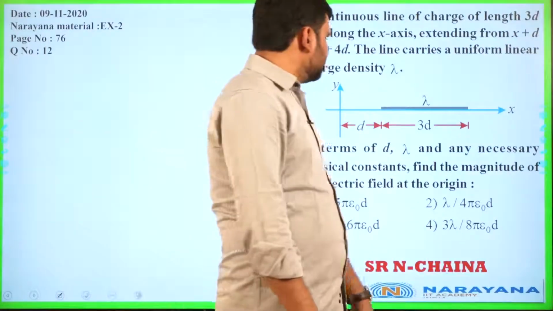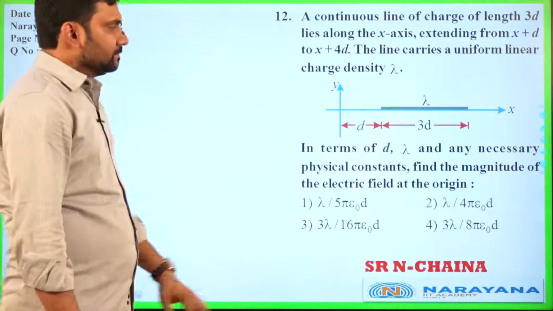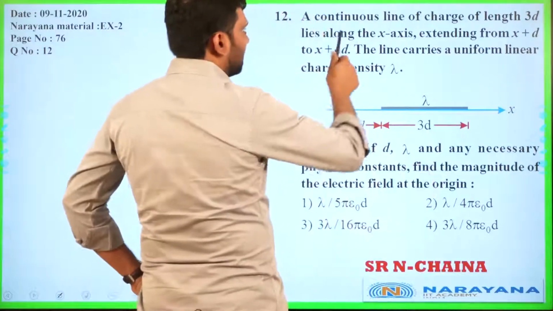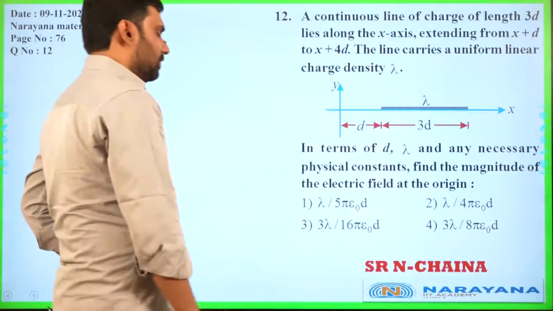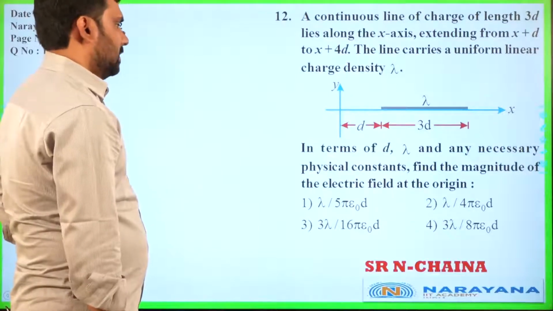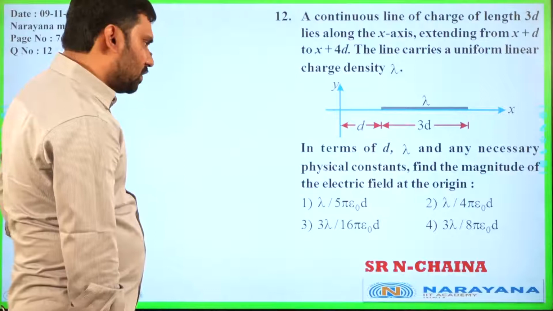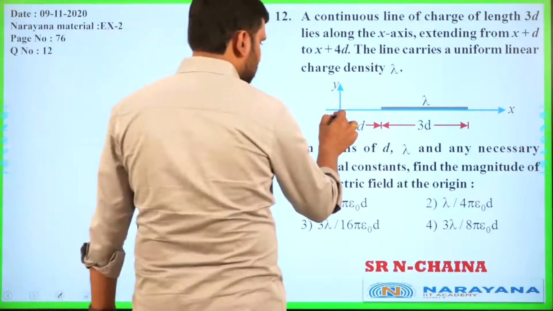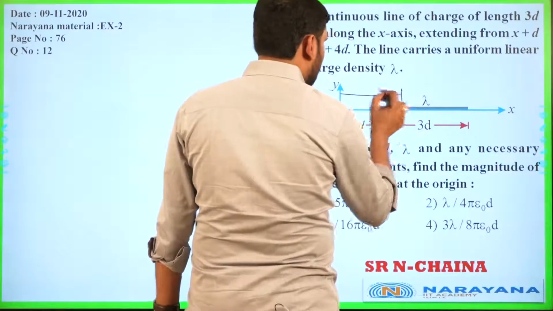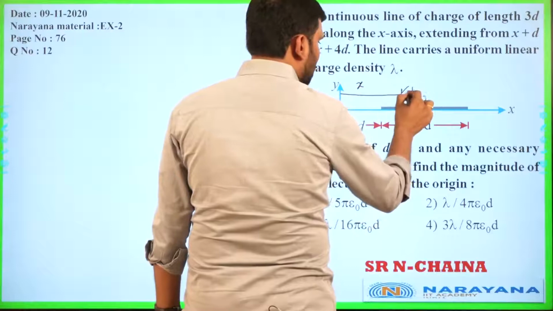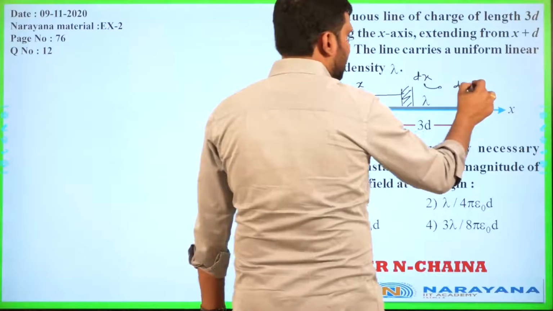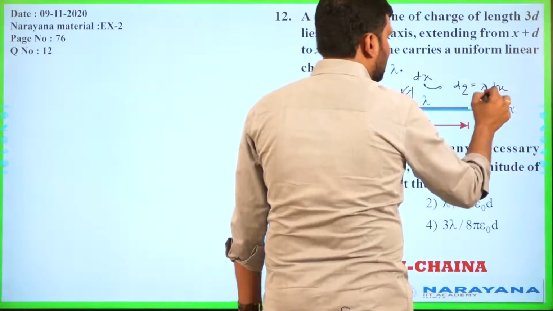Right, it is an easy question. This question we have already solved, I think. For a line, they are saying the continuous charge is there along this line. They are asking, in terms of dl, lambda and necessary physical quantities, find the magnitude of electric field at the origin. We will do it simply. Yes, very simple. So this is x. Consider a small portion dx. What is the charge confined in that portion? dq is equal to lambda dx.